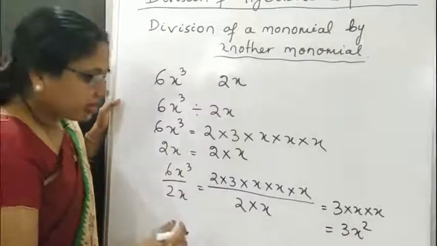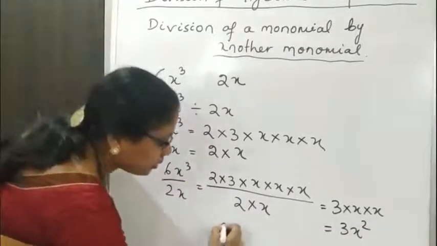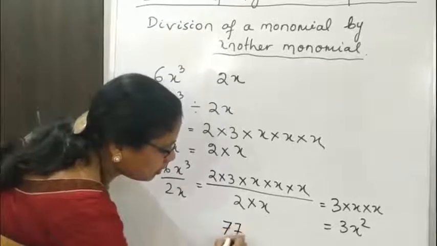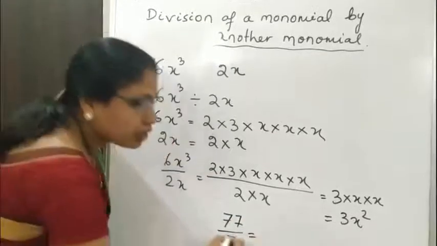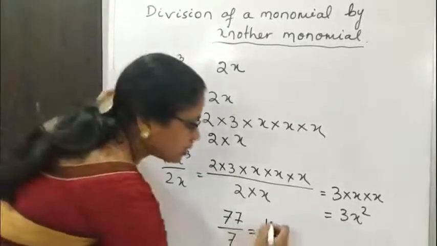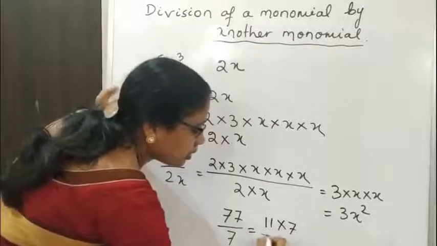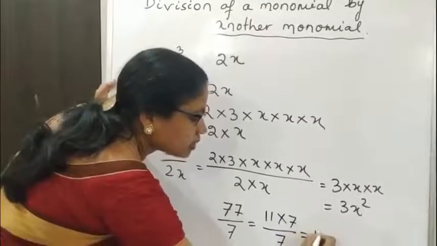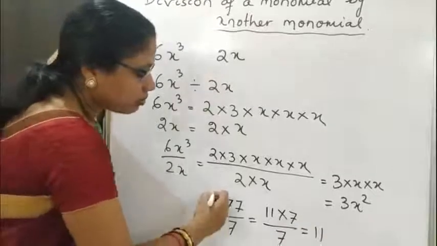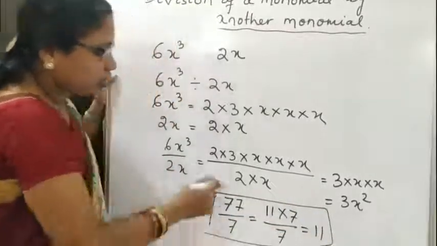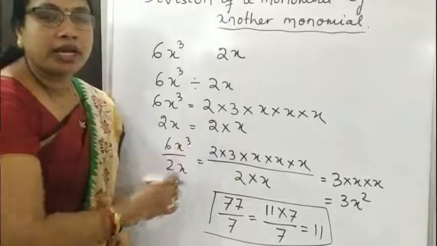As when we divide a number by another number, that is 77 by 7, what are we doing? 77 is 11 into 7, divided by 7. So the answer is 11. So by using this method, we will divide a monomial by another monomial.